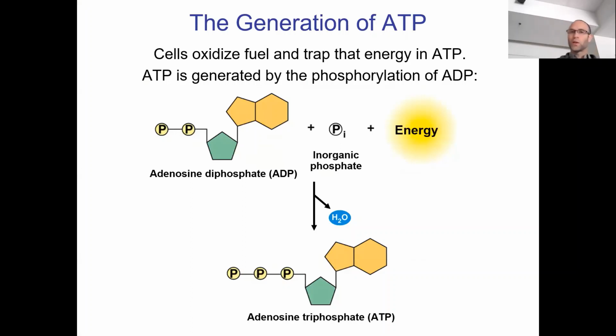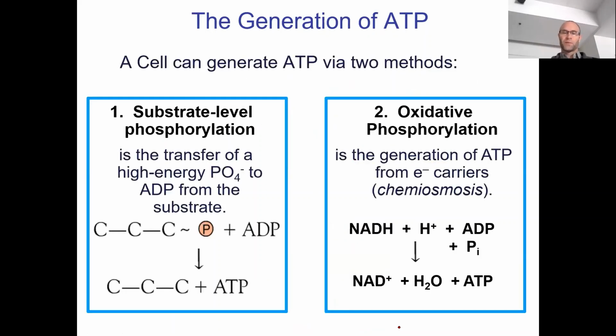We phosphorylate ADP. So remember, ADP is adenosine diphosphate. Phosphorylation means we're going to add a phosphate onto something. And here's our little phosphate, an inorganic phosphate. So we're going to take some energy, and with that energy, we're going to make ATP. This is the molecule we want that's going to help us to power all that cellular work in the cell. So how do we make ATP?